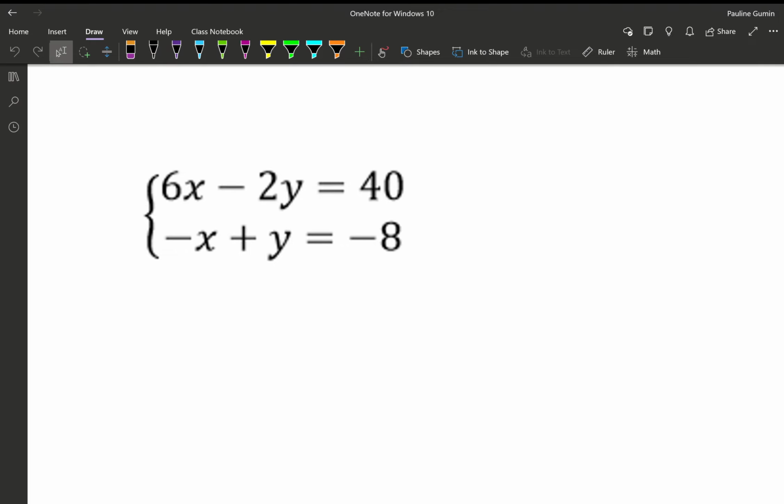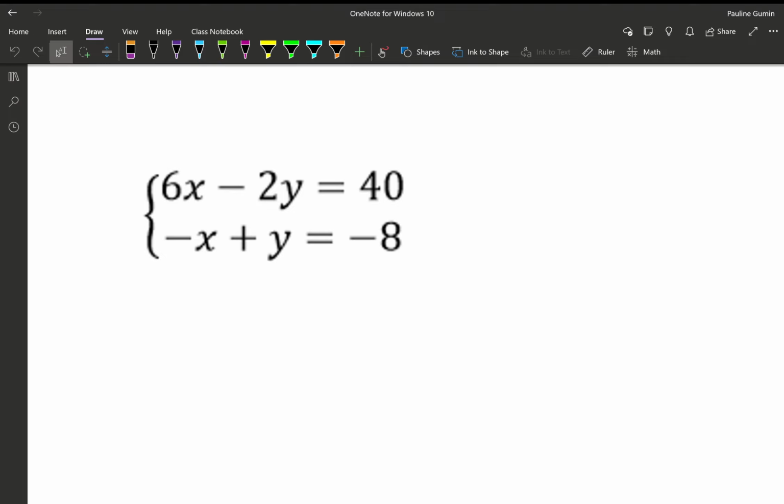Alright, take a look at this system. Do you see any exact opposites in the system? Well, I don't. So hopefully you don't either. Now, the x's and the y's both do have one positive and one negative number. However, they're just not opposites. So we're going to force them to be opposite.